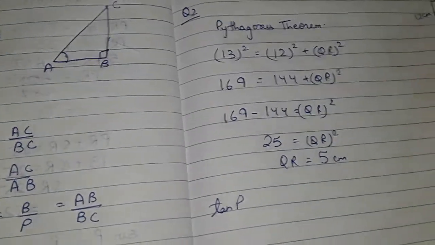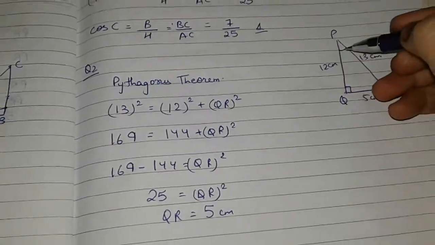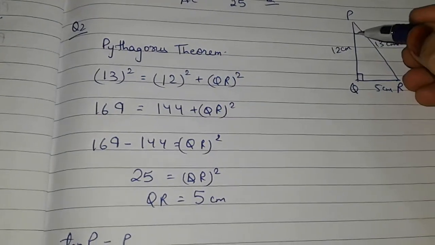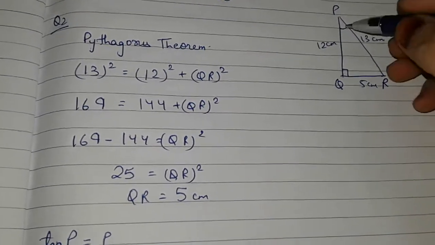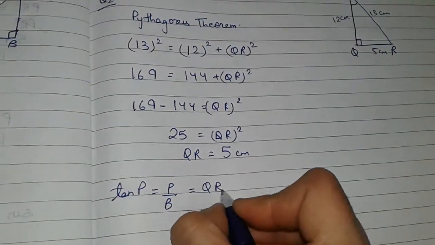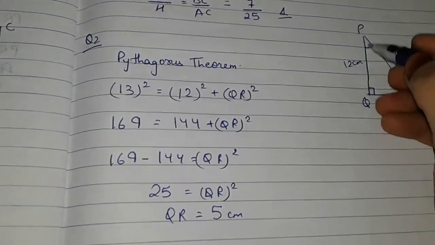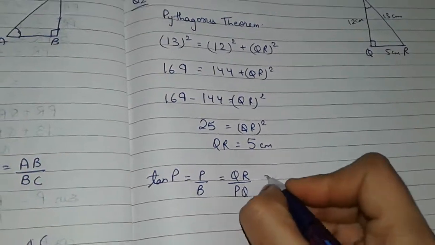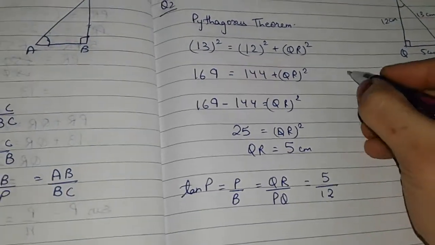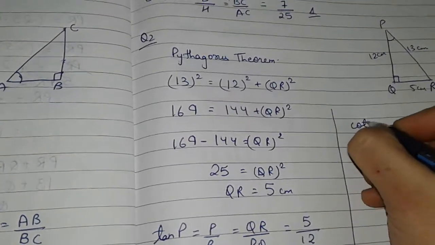Tan P, the angle is P. Tan is perpendicular upon base. Now for this angle P, perpendicular is QR. Side opposite to angle P is QR. And base is side adjacent to angle P is PQ. QR is 5 and PQ is 12. It is 5 upon 12. Now find cot R.